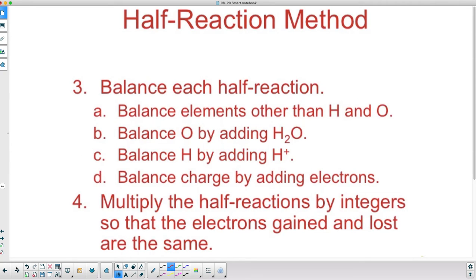I can talk about it, but I'd rather show it to you. So this says, I'm just going to say it quickly: balance each half reaction. Balance the elements other than H and O. Balance O by adding H2O, water. Balance H by adding H+. I'll show you what that looks like. Balance the charge by adding electrons. This is the big one, the important part. Then multiply the half reactions by integers so that the electrons gained and lost are the same. I'll show you how to do that, of course.